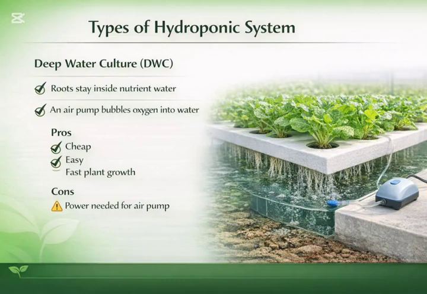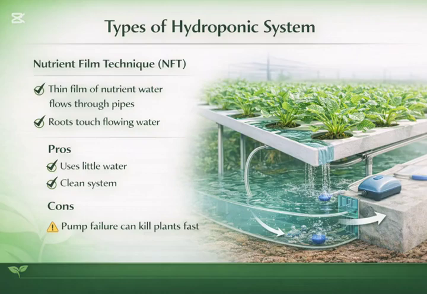Now we're going to look at another example, another system. Okay, now let us look at another method of hydroponics. I've talked about deep water culture. This is called nutrient film technique, NFT. In the nutrient film technique, a thin film of nutrient water flows through a pipe. That is just the difference.